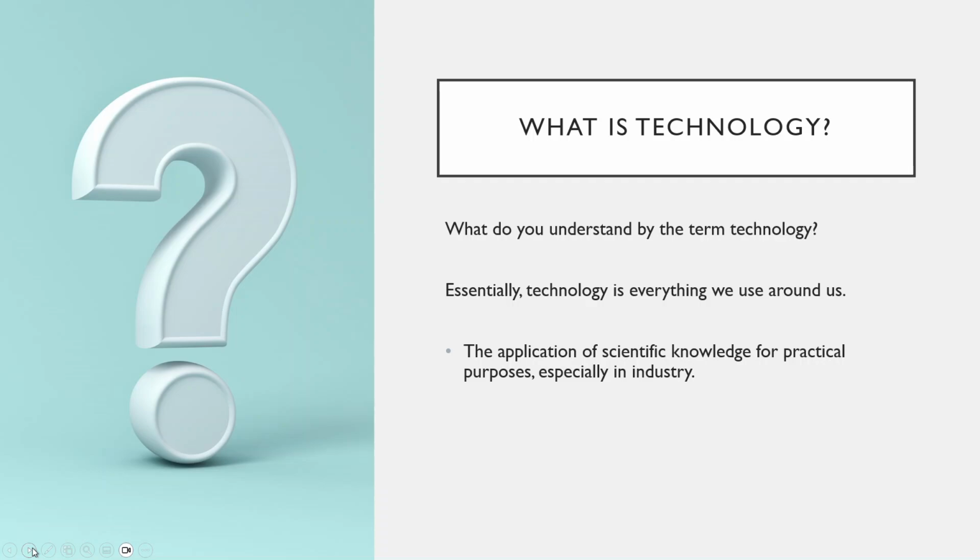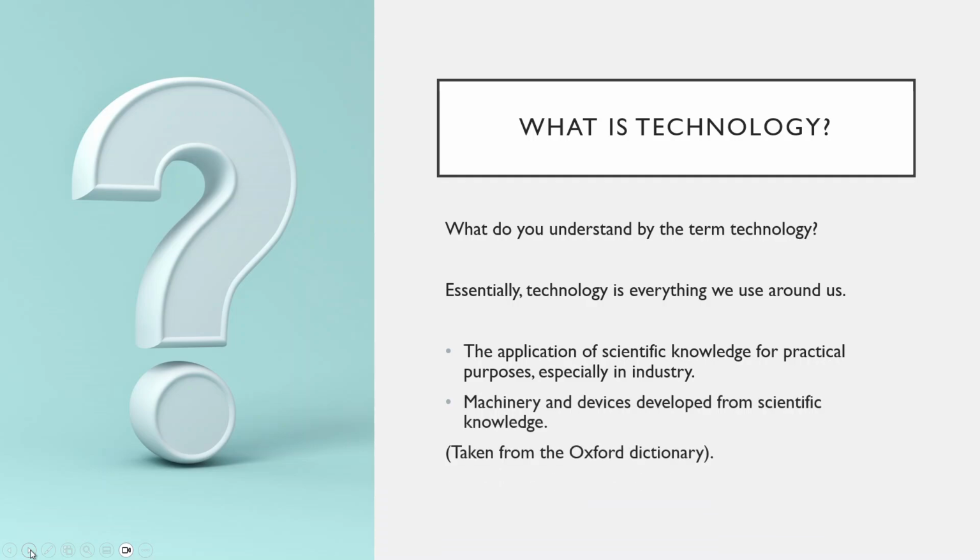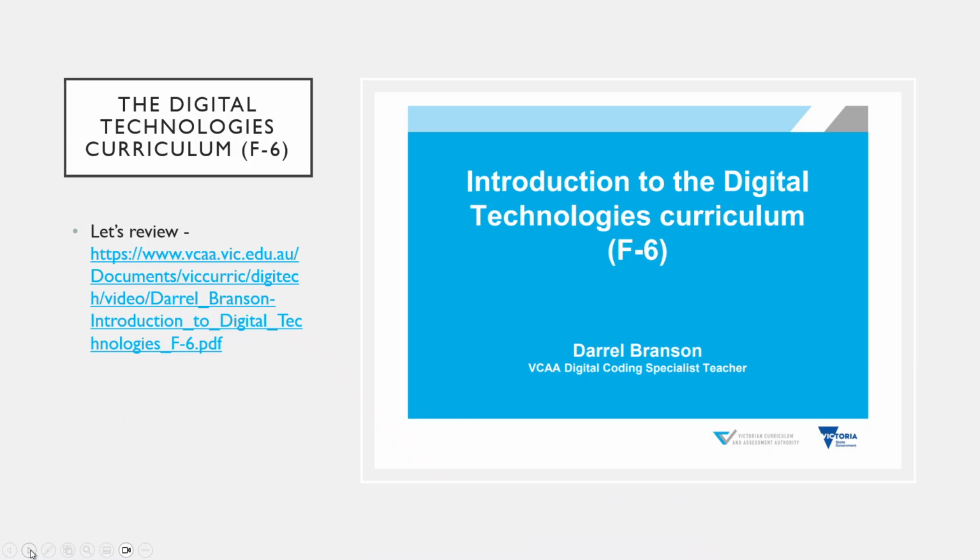So it's a really important aspect of that third vision of scientific literacy where we think about how science is influenced by and influences society. So it doesn't sit by itself. So it can be things like machinery and devices taken from scientific knowledge.